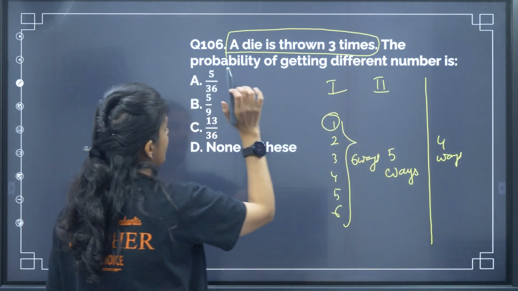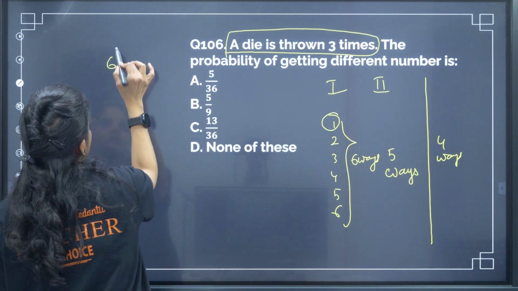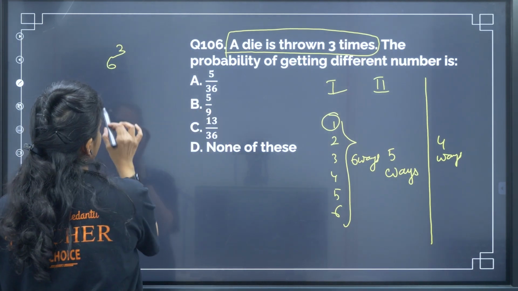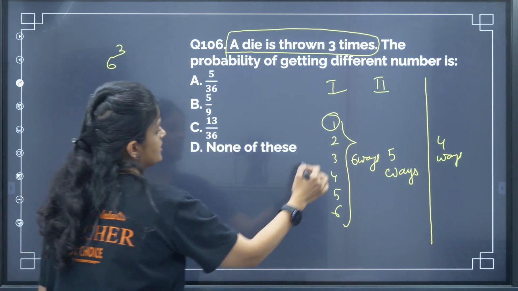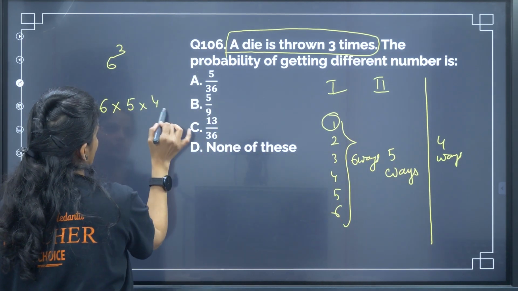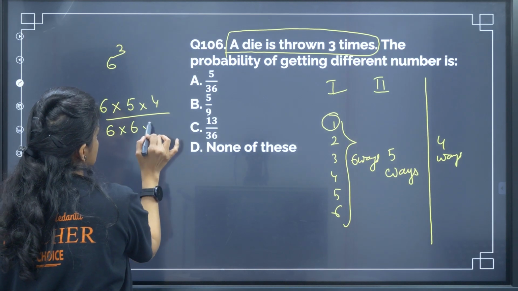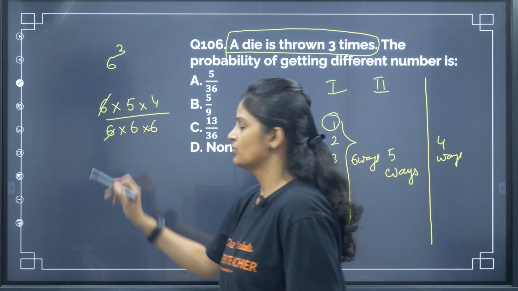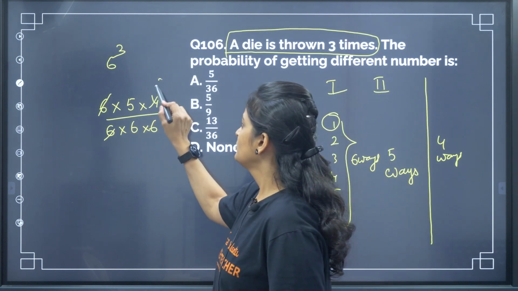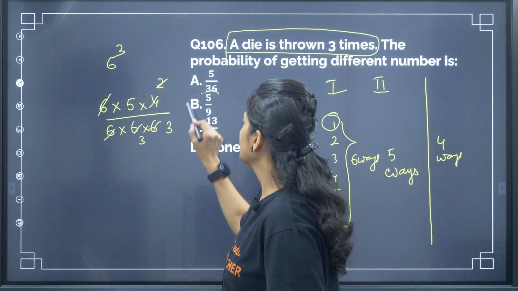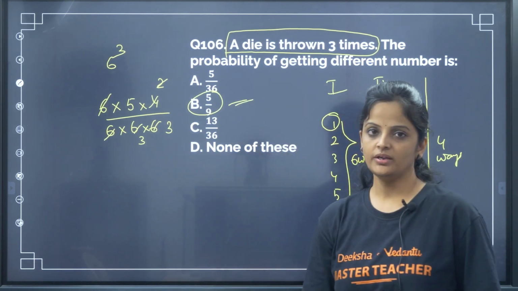Now the total ways I have: if I am rolling a die 3 times, that will be 6 raised to 3. Correct? Here I am getting 6 into 5 into 4. Don't take the actual number, that will complicate. Take 6 into 6 into 6 and simplify this. Simple. 6 will go off. 2 and 3. Here 3. So 5 by 9. Okay.